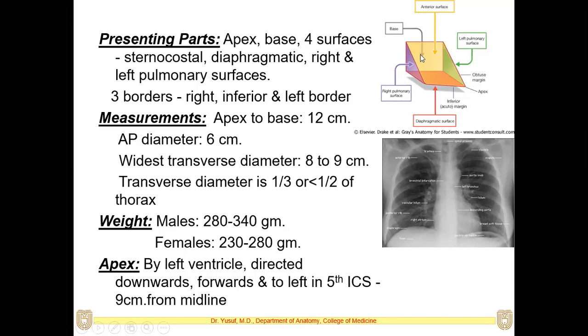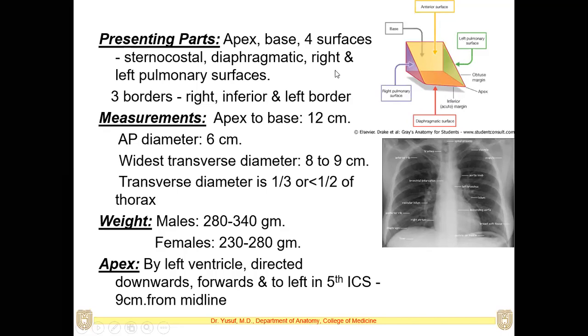So it has an apex, a base just opposite to the apex, and there are four surfaces. One is the sternocostal surface, the front surface, which will be in contact with the sternum. That will be called a sternocostal surface. Then we have the below, as I said, this is the diaphragmatic surface. Then we have the right and left surfaces. These are called as pulmonary surfaces. Right and left pulmonary surfaces. Four surfaces. It has an apex, base, and four surfaces. One is in the front, that is called a sternocostal surface. Then we have the diaphragmatic surface, right and left pulmonary surface.